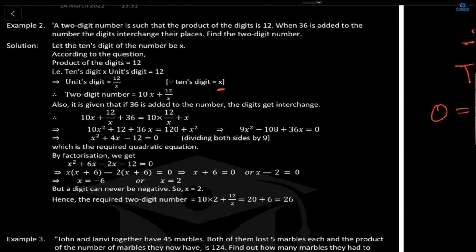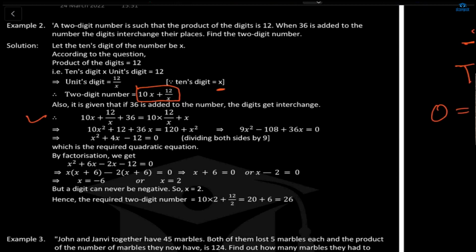See the equation. This is your number. If you are going to add 36 to this number, 10x plus 12 by x plus 36 will give you what? It is going to interchange the number. So it will become 10 multiplied by 12 by x, plus x. Because 12 by x is the ones digit number, and x is the tens digit number. That is why 10 is now multiplied with 12 by x.